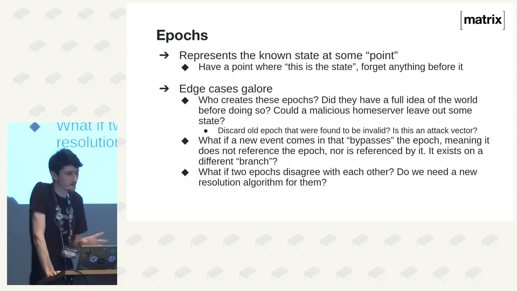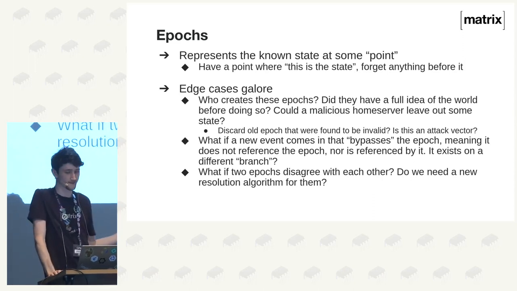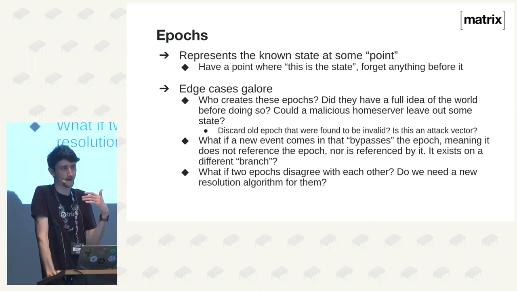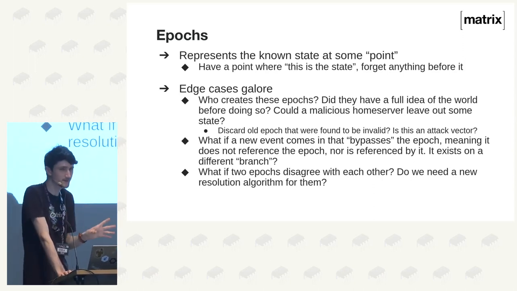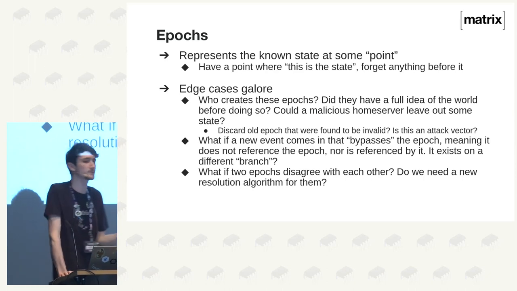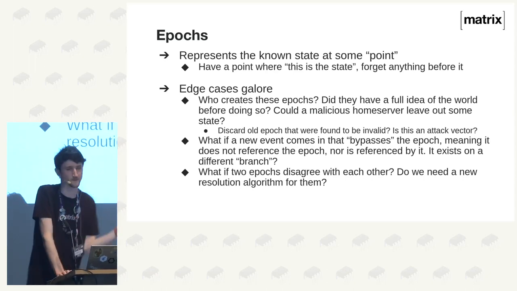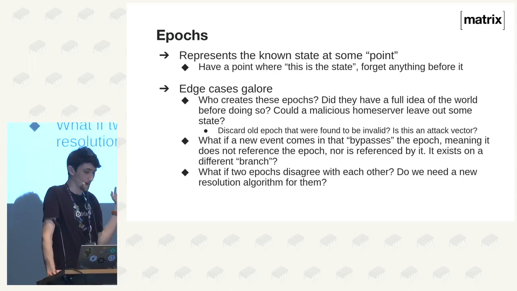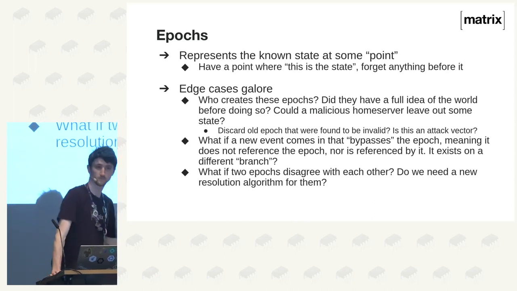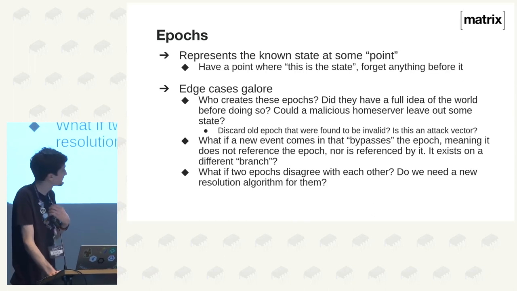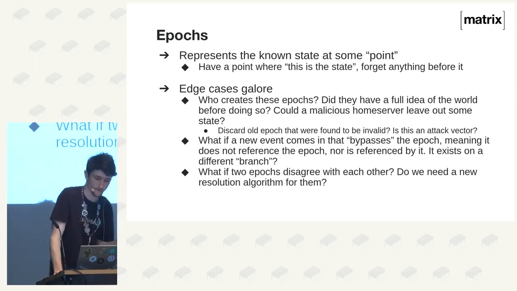Which sounded nice in theory, but there were really a lot of what-ifs and edge cases, like which home server actually creates this epoch? And whichever does, do they have a complete copy of the state? Like, what if some state just shows up magically out of the blue afterwards because they weren't online for a little while? Could that be an attack vector? If you just said, oh, you missed this, by the way. And it got really complicated really quickly.